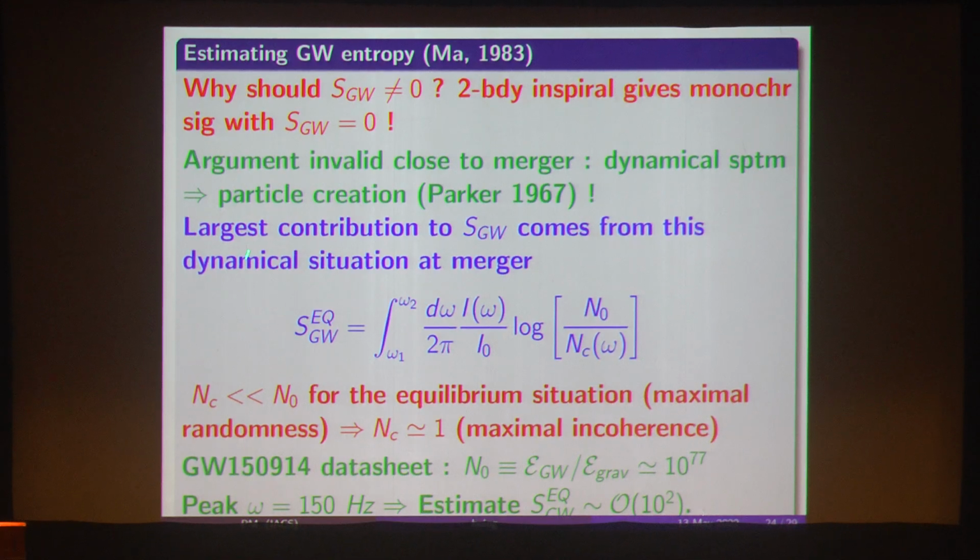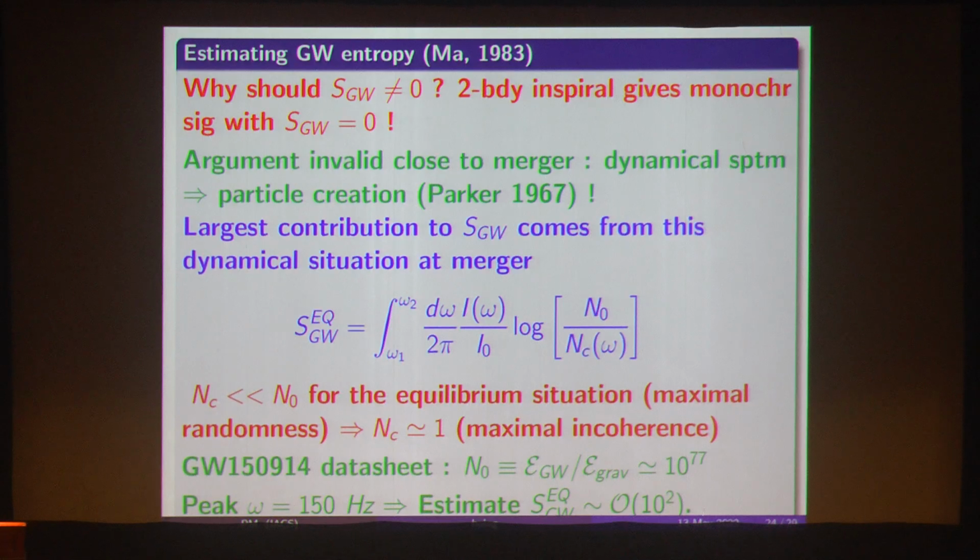The point here is that there was an objection that if you have a two-body in-spiral, it will give a monochromatic signal, and therefore there should be no entropy. However, this argument fails when you're close. When the two merging objects get closer, the gravitational field is so high that you will have something like particle creation, which was first shown by Parker.